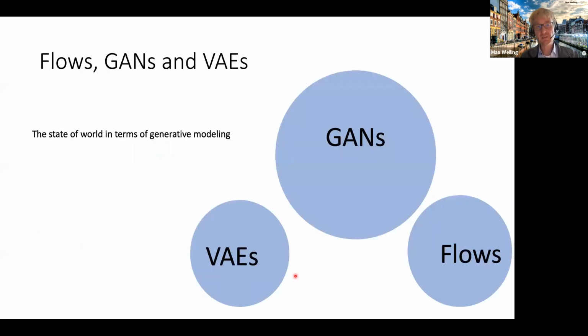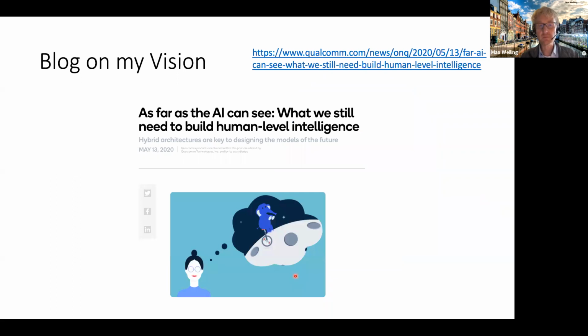Now, this is how the world looks in terms of generative modeling with deep learning. We have GANs, which is by far the biggest research area. We have VAEs, and flows, which I haven't discussed yet but will in a minute, which are another class of generative models that people use a lot now and is increasingly getting more popular. If you want to read a little bit more about my vision on these aspects, I invite you to look up this particular blog.